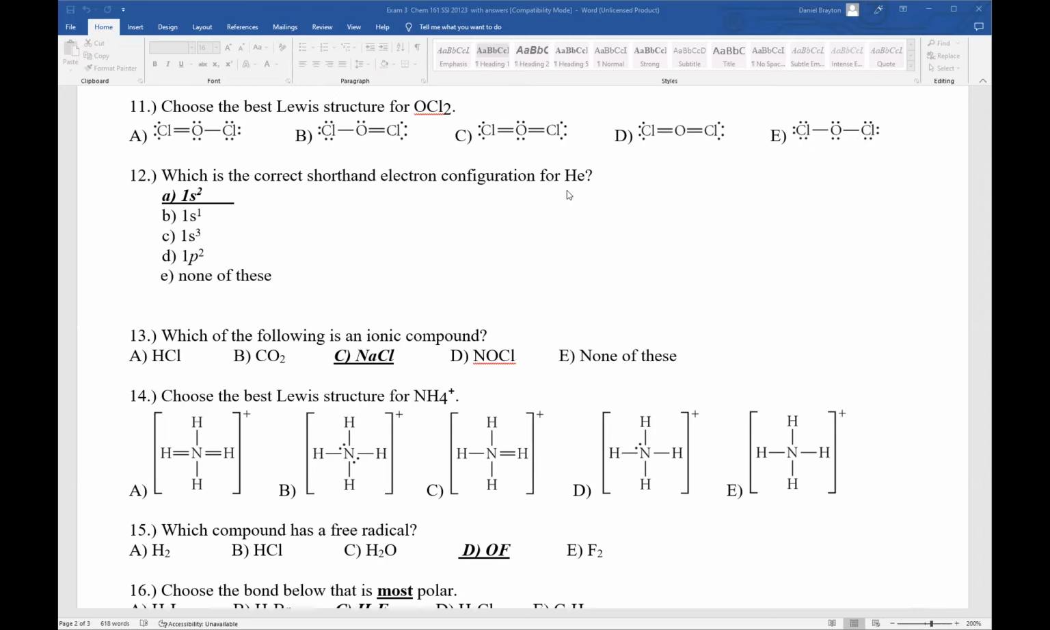12, that was a super easy one, I think, for everybody, right? It's electron configuration. It's right there at the top. It's the second element, so 1s2, there's no charge, 2 electrons.